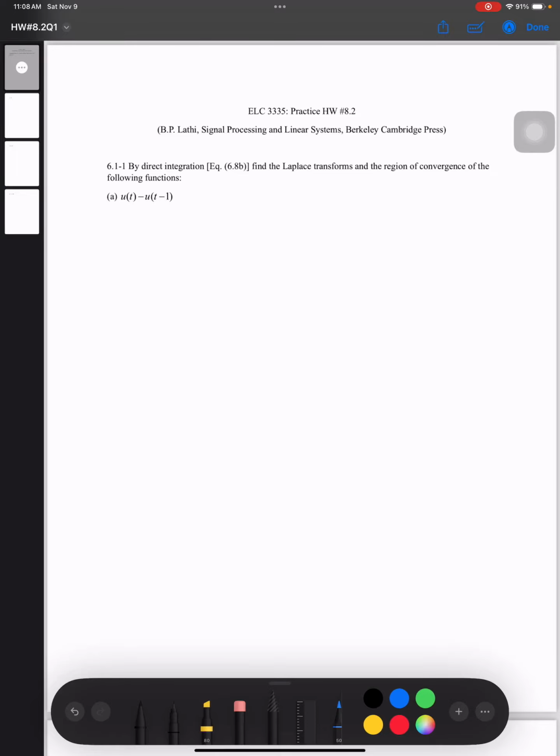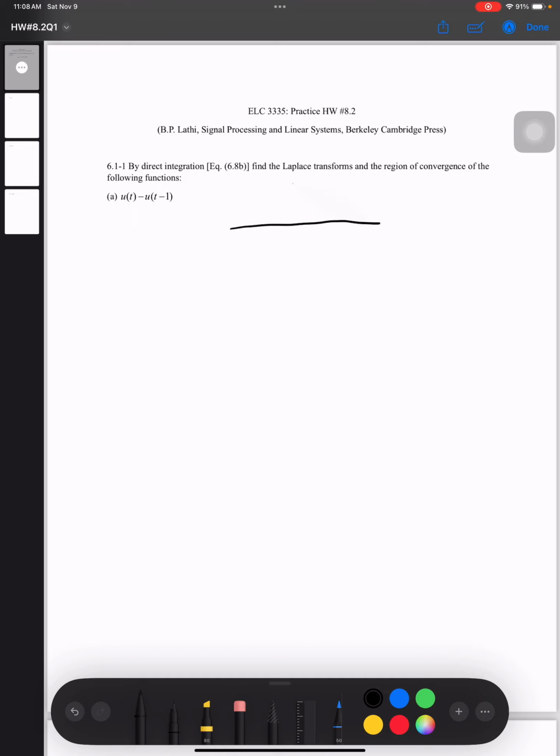This is Signal and System Practice Homework 8.2, Question 1. By direct integration, find the Laplace transforms and region of convergence of the following equations. First, let's see this equation. An easier way to do this is just to use the plot of these equations.